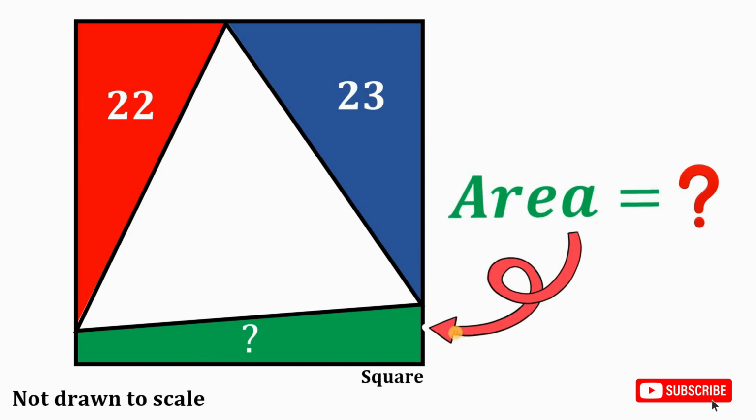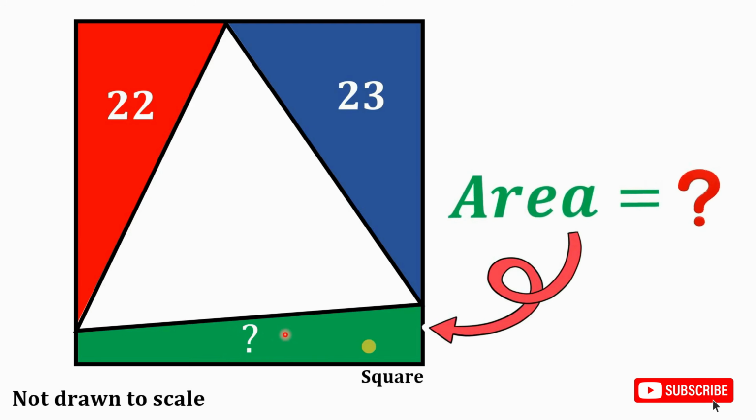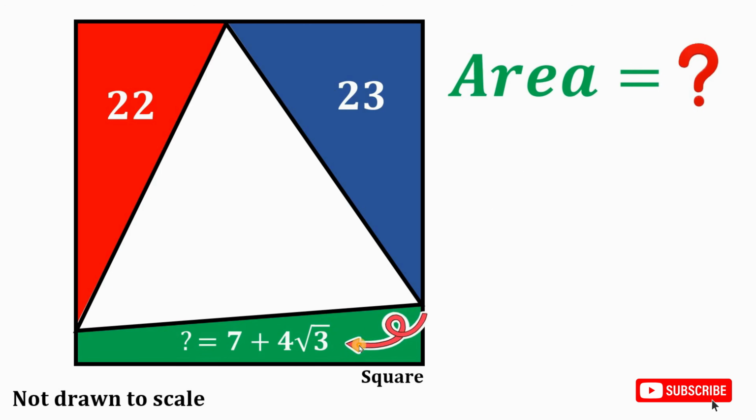Now, pause this video right now and see if you can answer this question, because I will show you the answer and the solution in 3, 2, 1. Alright, the answer to this question, the area of this green region, simply equals 7 plus 4 times the square root of 3 square units. And now, if you don't get this answer, let me show you some hints.